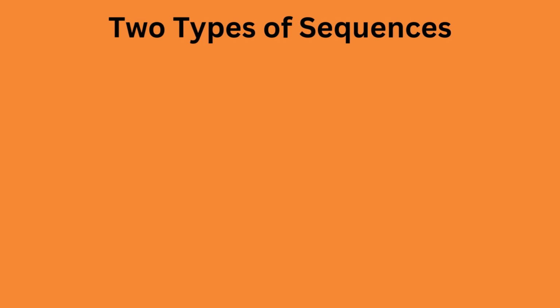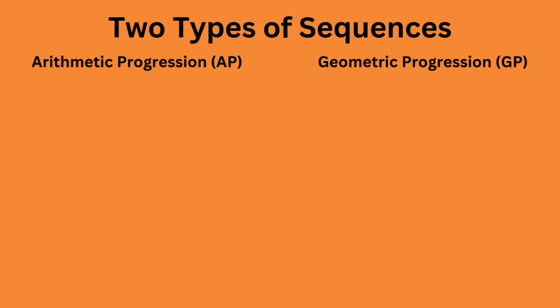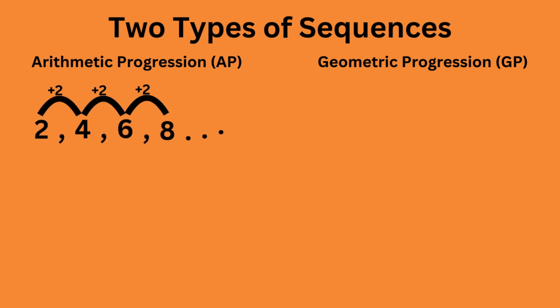There are two main types of sequences: arithmetic and geometric. An arithmetic sequence is when you add the same number each time to get the next term. For instance, in the sequence 2, 4, 6, 8, we keep adding 2. This number is known as the common difference.